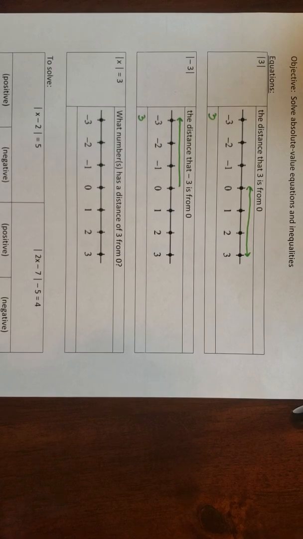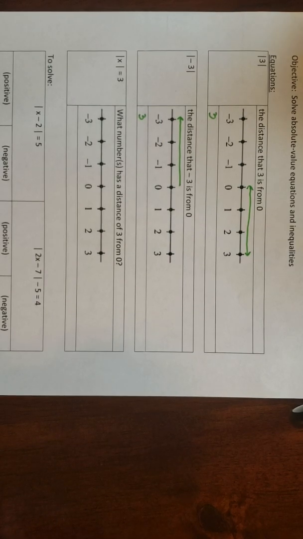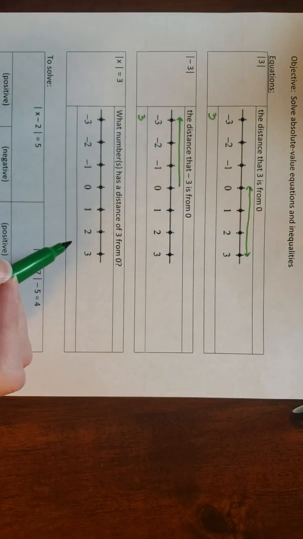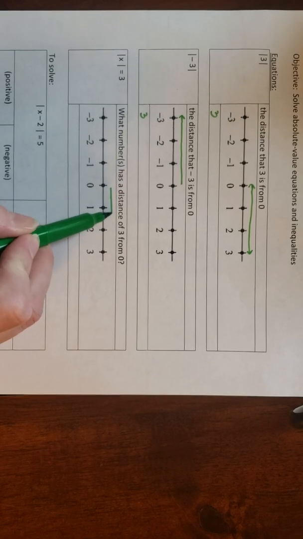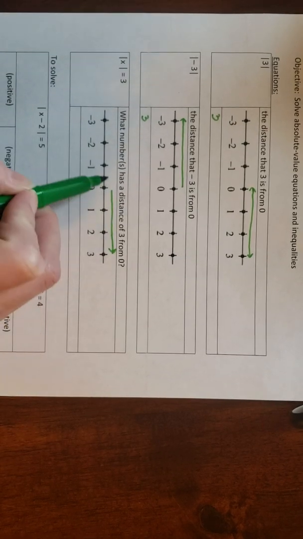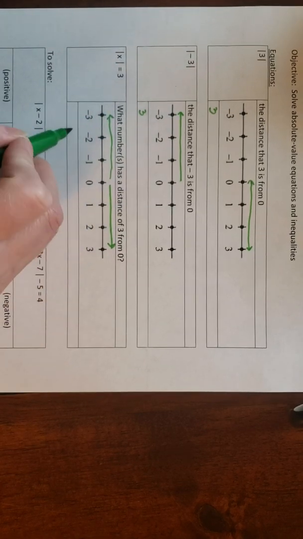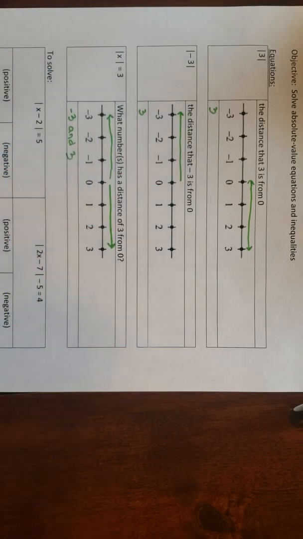Or we could say, almost the reverse of that, the reverse of what number is 3? Well, we just showed above that both positive 3 and negative 3 are 3 places from 0.